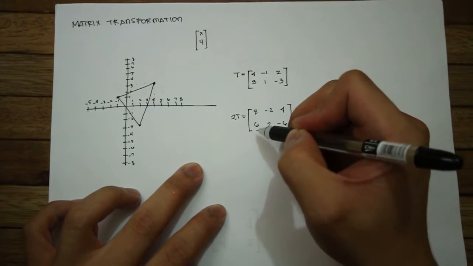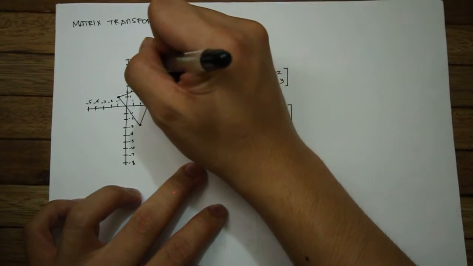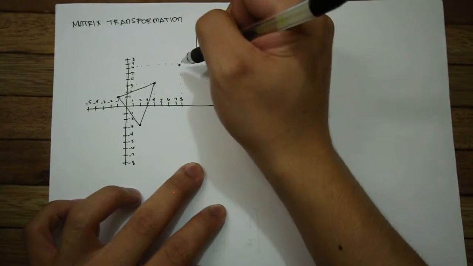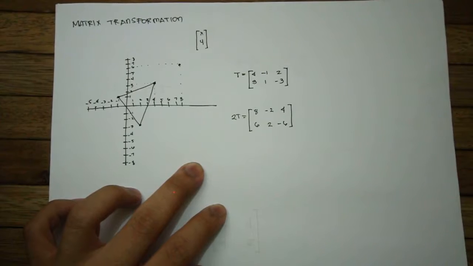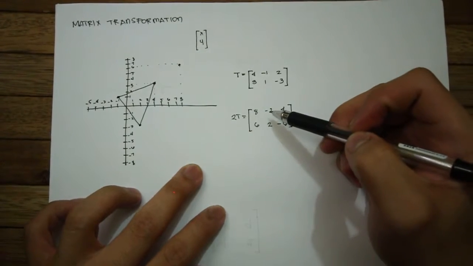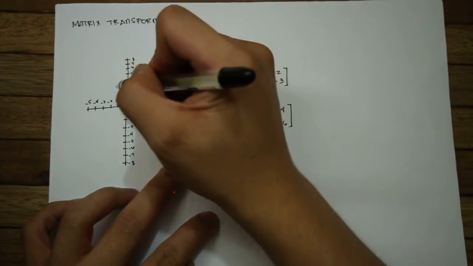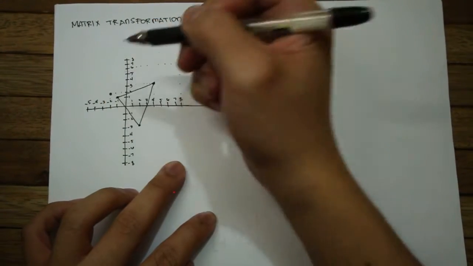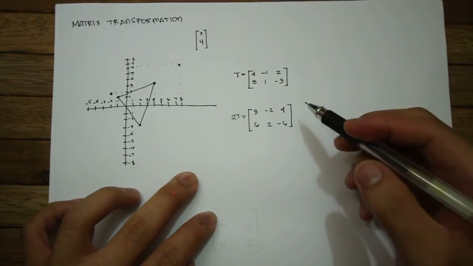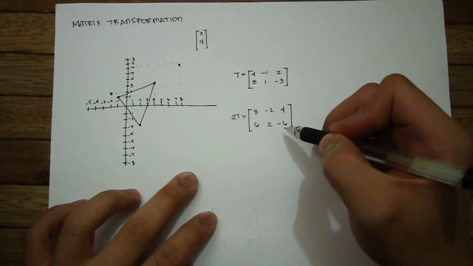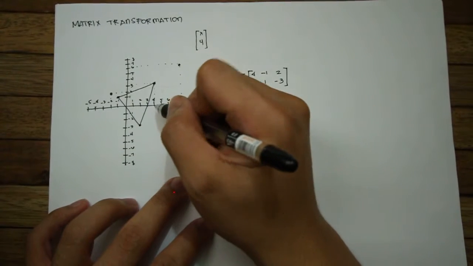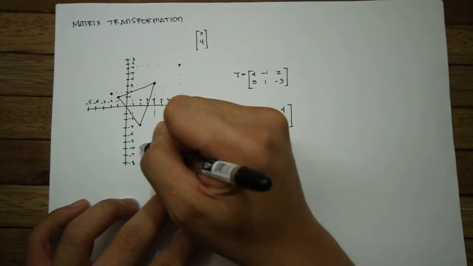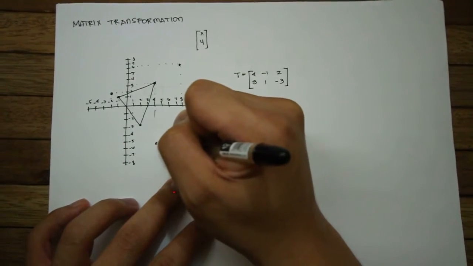So 8 and 6. The point of intersection is right over here, right there. Next are -2 and 2. So the intersection is right here. Okay, down to our last point, 4 and -6. 4 is over here, and -6 is over here. Let's assume their intersection is right here.